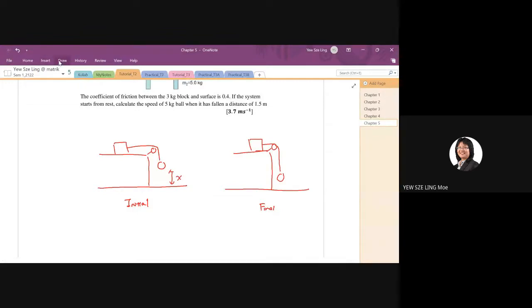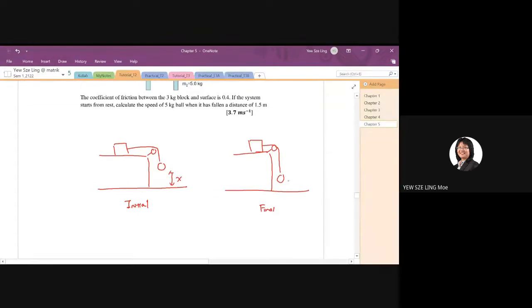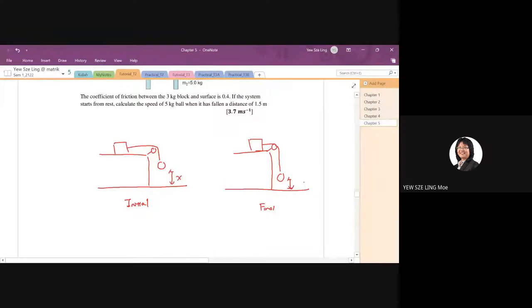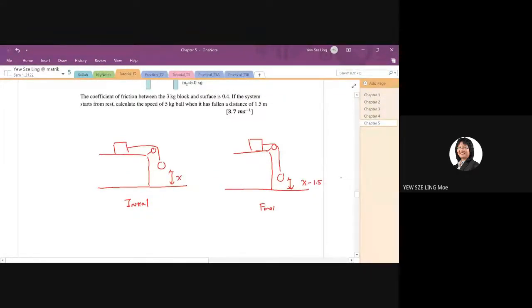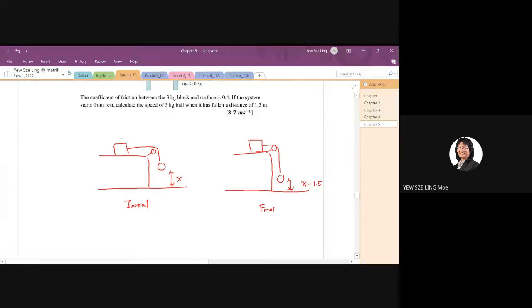It has fallen, so it means that the height now is x minus 1.5. You don't know the initial positions, but what you do know is that this object has dropped by 1.5 meter. This is the information that we have. Now if you look at the question again, you have 2 objects, object box and object ball.